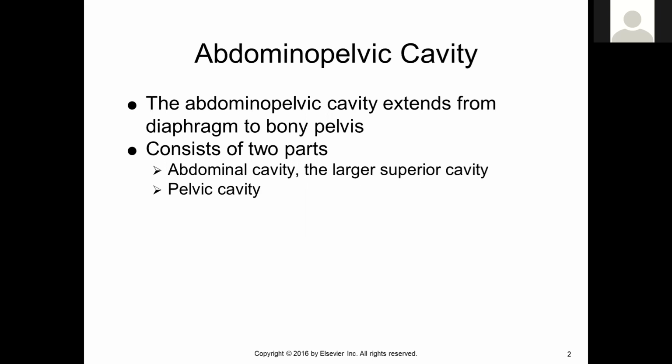The abdominopelvic cavity extends from the diaphragm superiorly to the bony pelvis inferiorly. There are two parts to the abdominopelvic cavity. We have the abdominal cavity, which is larger than the pelvic cavity. Makes sense, right?